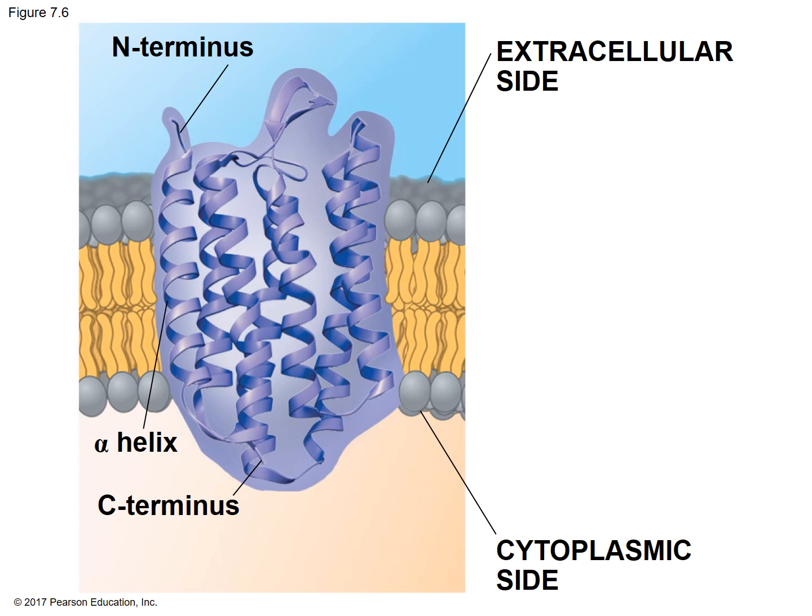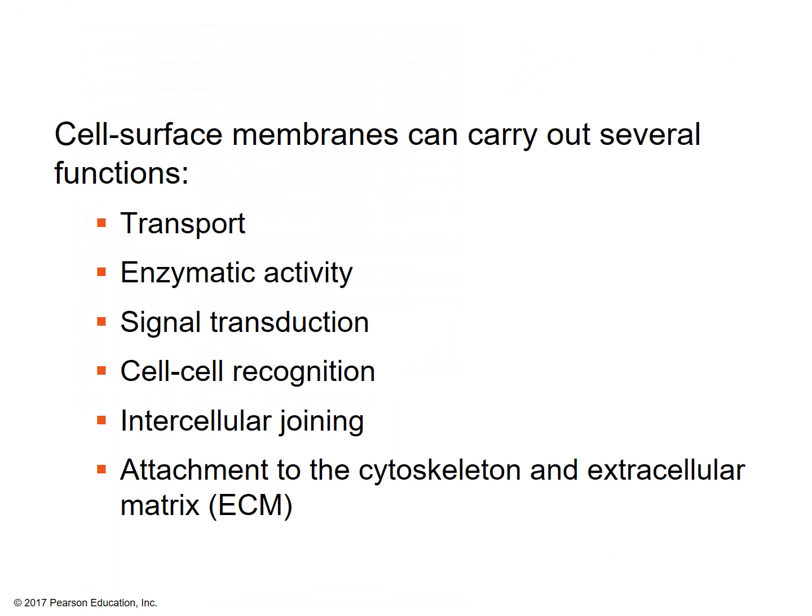Note that the protein has what's called an N-terminus and a C-terminus. That N-terminus stands for the amino, and the C-terminus stands for carboxyl. You know now the structure of an amino acid. Each amino acid has an amino side and a carboxyl side, which is what these designate for that growing chain. Cell surface membranes can carry out several functions, including transport, enzymatic activity, cell-to-cell recognition, intracellular joining, and attachment. Let's take a look.